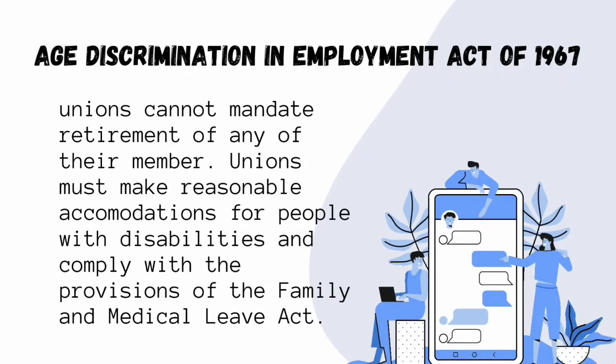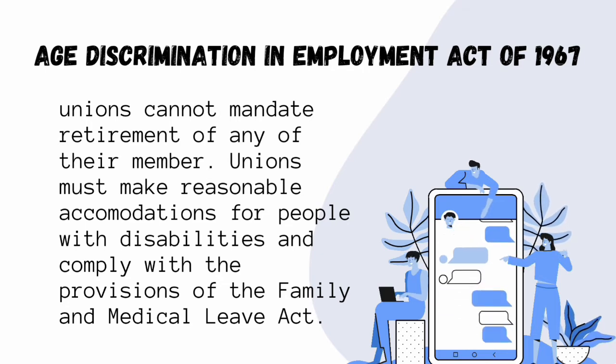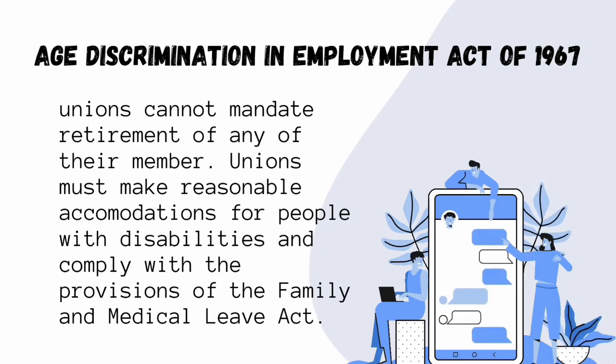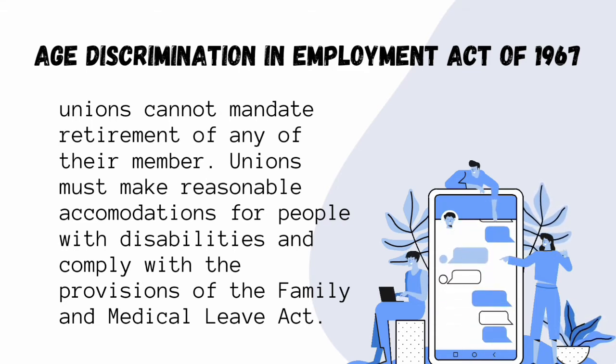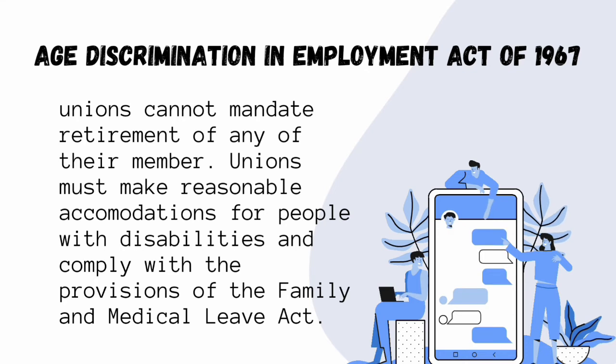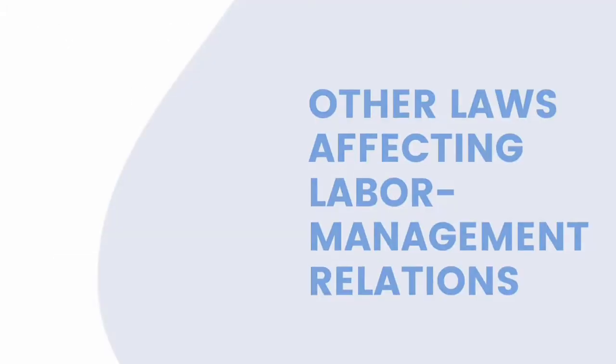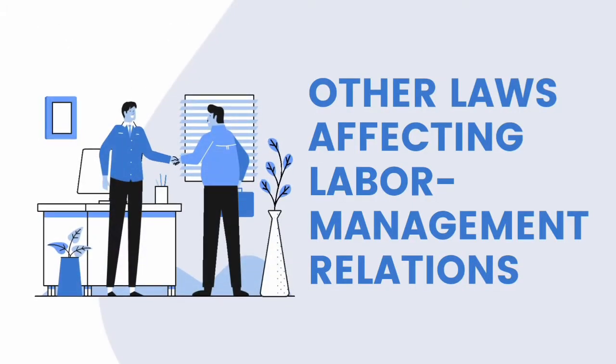The Age Discrimination in Employment Act of 1967 means unions cannot mandate retirement of any of their members. Unions must make reasonable accommodations for people with disabilities and comply with the provisions of the Family and Medical Leave Act. Other laws affecting labor management relations.